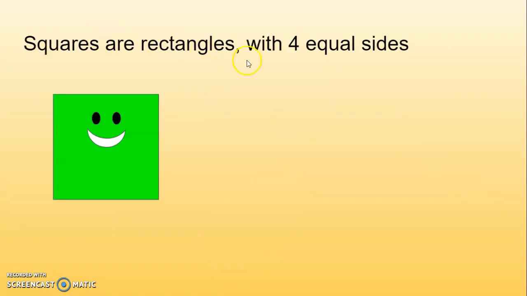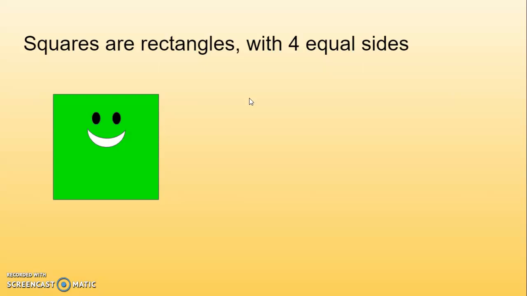Squares are rectangles with 4 equal sides. Hey there, I'm Sammy Square. 1, 2, 3, 4. Sammy has 4 sides. 1, 2, 3, 4. Sammy has 4 square corners.